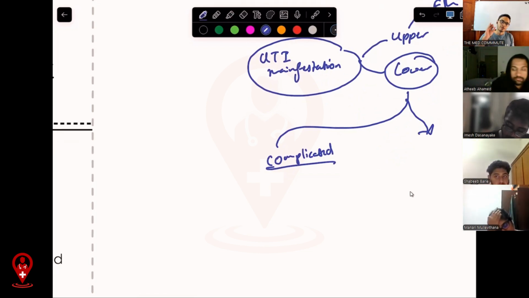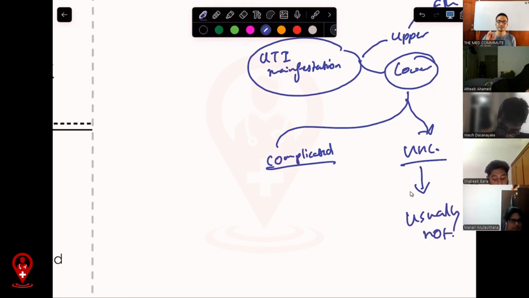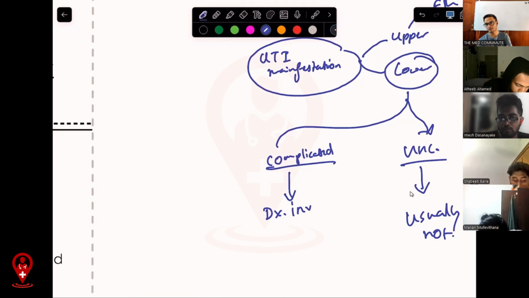So here, if it is uncomplicated, we usually do not need to do diagnostic investigations. We can start directly with the treatment, what we call empirical therapy. We'll take a look at that. If it is a complicated one, guys, we must do diagnostic investigations. All complicated cases, we must do diagnostic investigations. We are starting therapy even before the culture results come. We are starting empirical therapy in complicated cases as well. However, we must send the samples for further examination. That's what I mean.